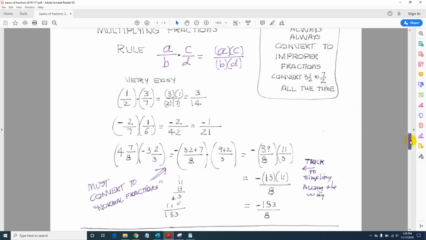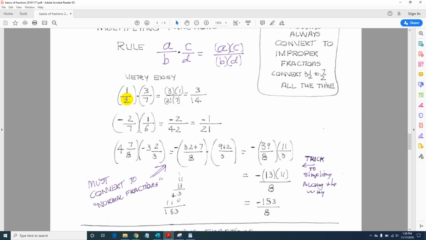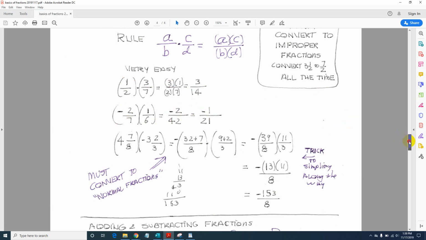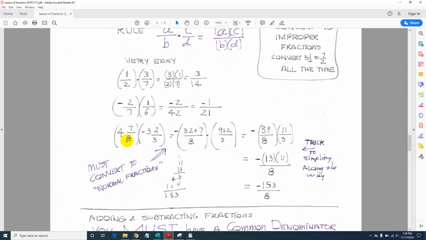Okay? So here's our super easy examples. 1/2 times 3/7. Multiply the 3 times the 1 and the 2 times the 7, you get 3/14. You have a negative number here. Negative times a positive is a negative, so the answer will be negative. You multiply the numerators, the denominators, and then you get 2 over 14. Then you have to simplify. Don't forget to simplify.